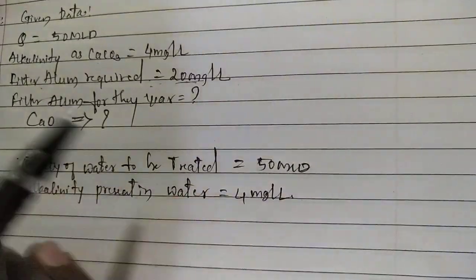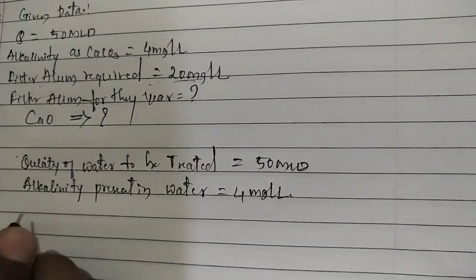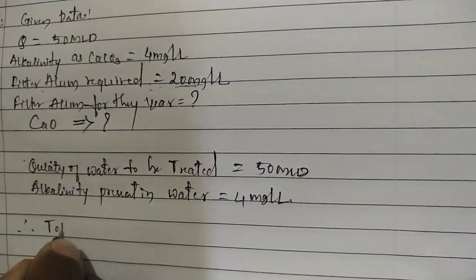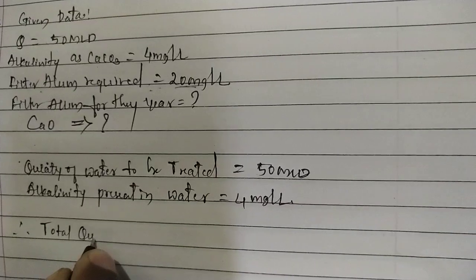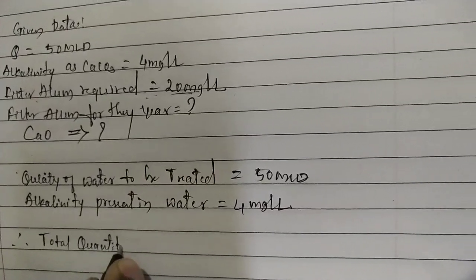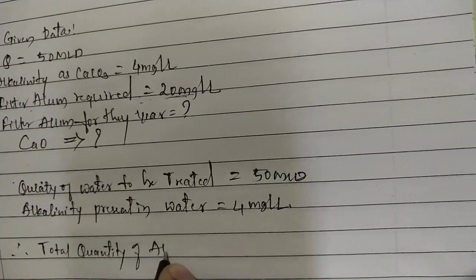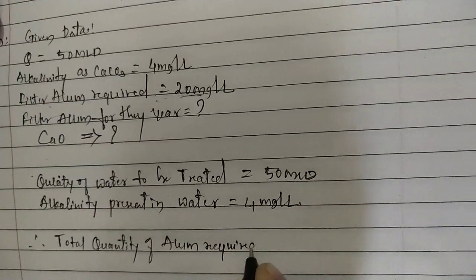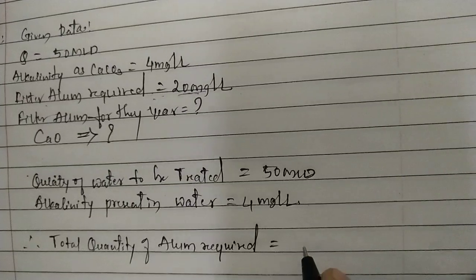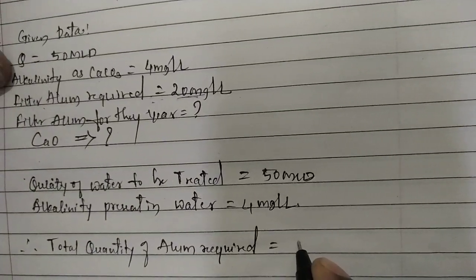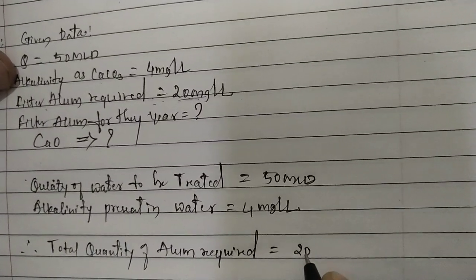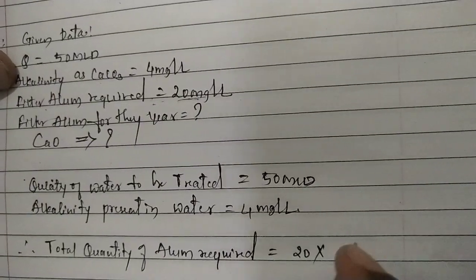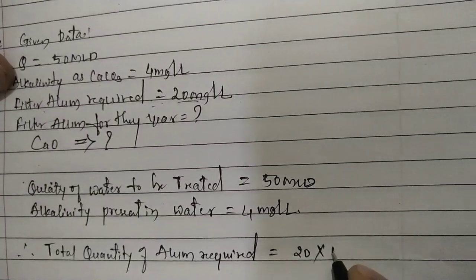Therefore, the total quantity of alum required is equal to the filter alum required, 20 mg per liter, and the total water to be treated is 50 MLD.